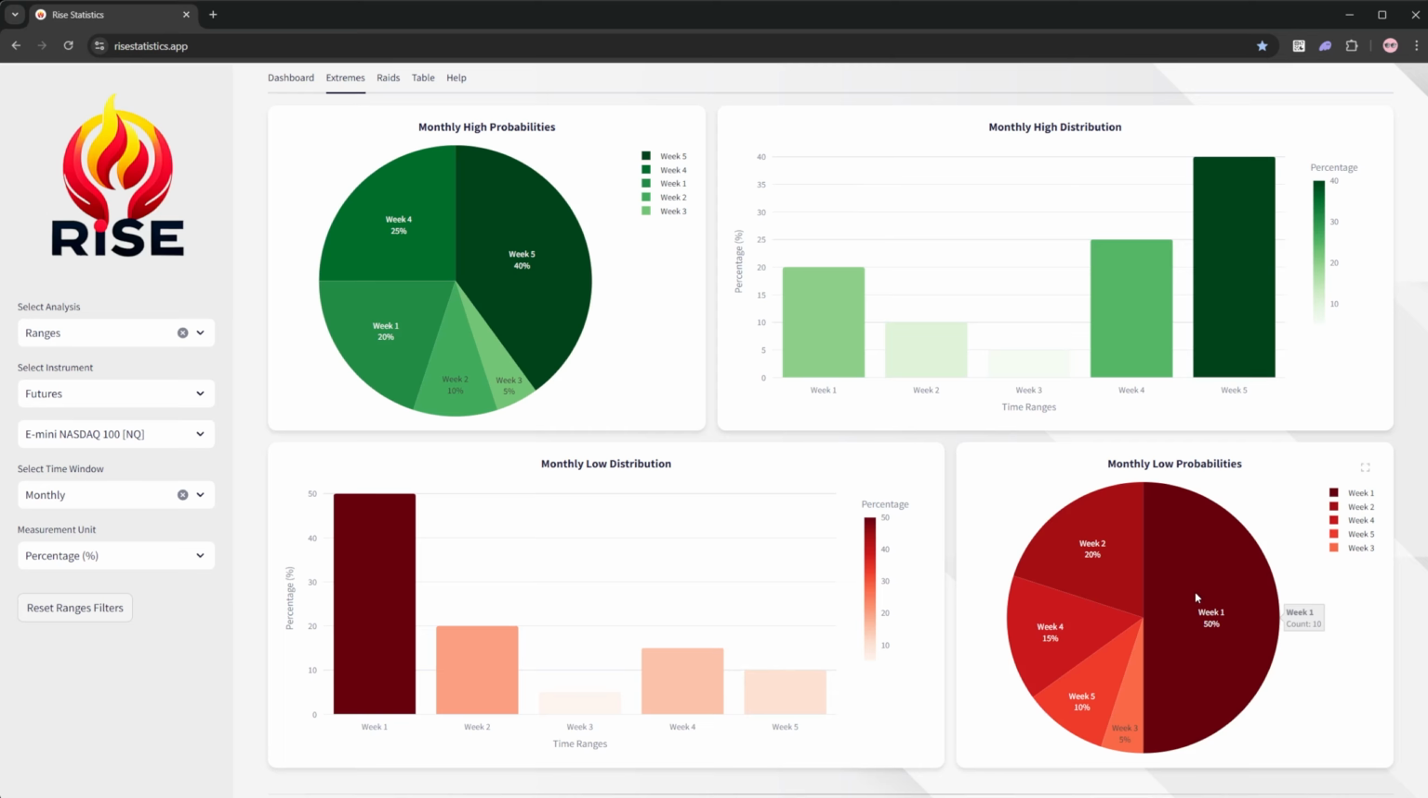And if we look at the data, 50% chance of the low being formed during the first week. This gives you some very, very good data to go off of to look for a bullish month where the low is formed on the first week. Of course, we're looking at NASDAQ.